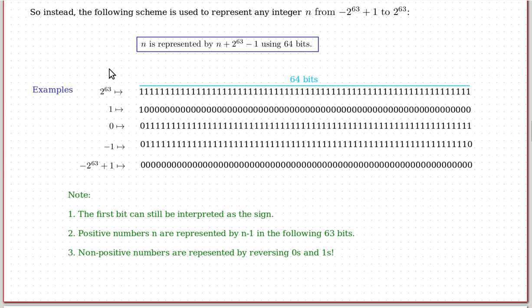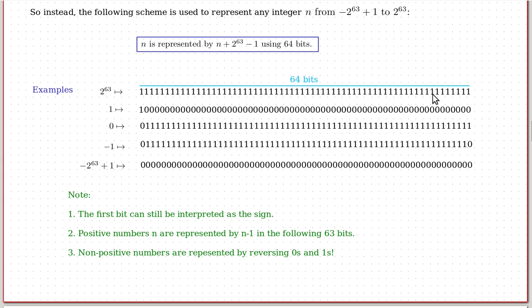Now, there is another way to think about this, which I find kind of helpful sometimes, although you might find it confusing, so feel free to ignore this if you don't like it. But you could say that the first bit still represents the sign, in the sense that if the first bit is a 1, that means the number is positive. And if the first bit is a 0, that means the number is either negative or 0. Right? So 0 is the only non-negative number that begins with a 0.